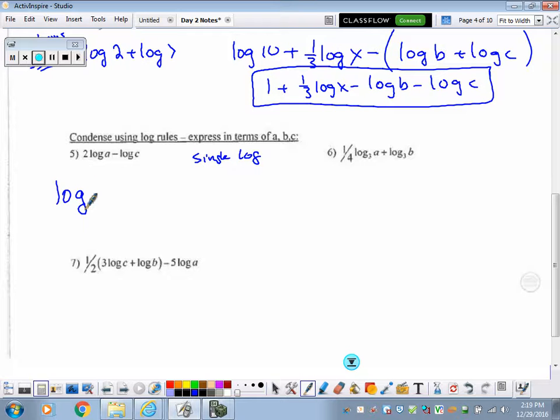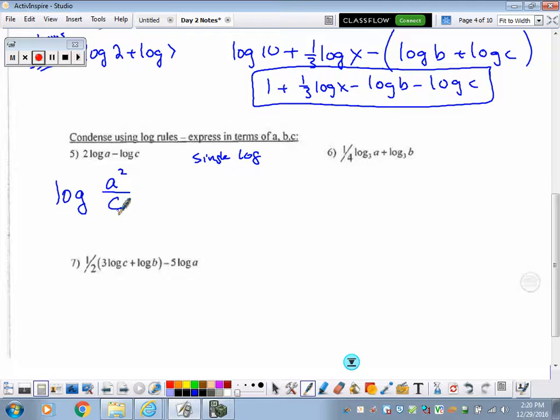And what I can do, I see that subtraction, I'm going to immediately draw a fraction bar because I know there's a subtraction involved, so I know it's going to be changing that to a division. The numerator is always on the left, the denominator is always on the right. So on the left-hand side, I've got a 2 log a, which is going to be condensed to a squared, and my denominator is just a plain old c.